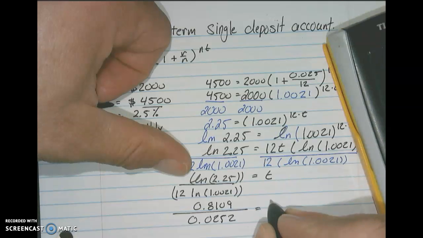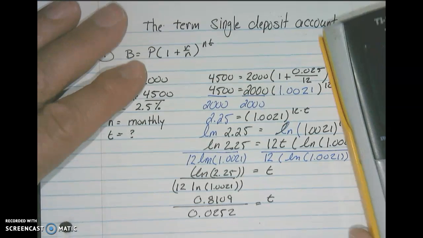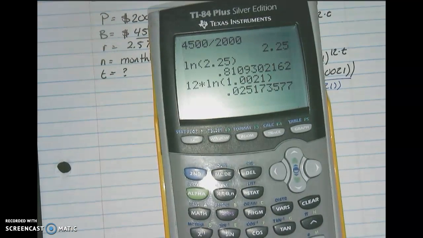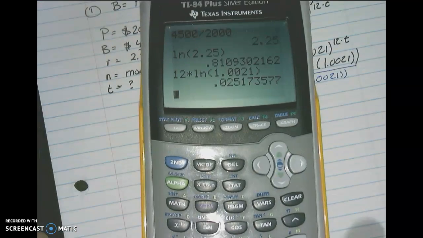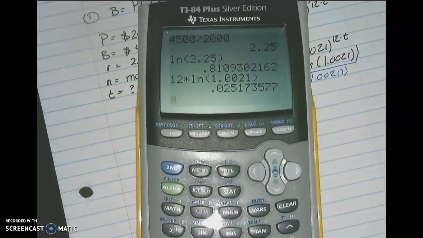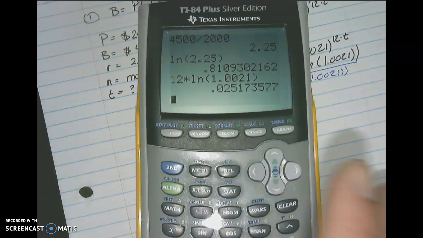0.0252. I used my LN button on my calculator. That is an LN. 12 times LN, the natural log of 1.0021.